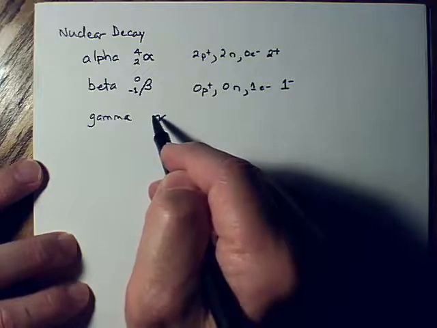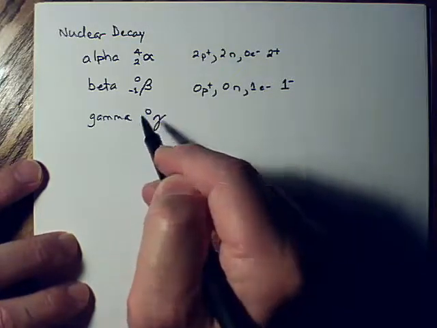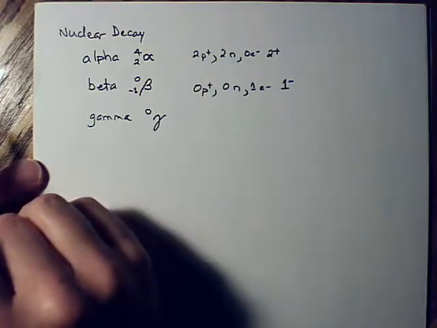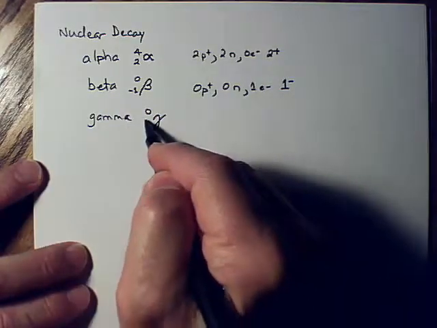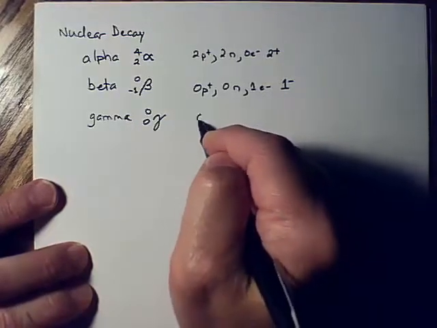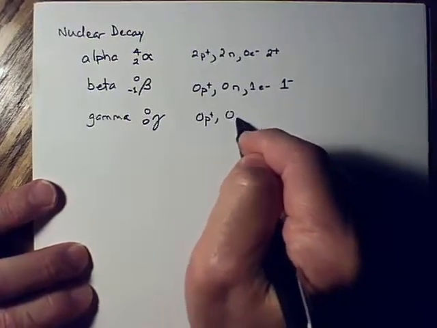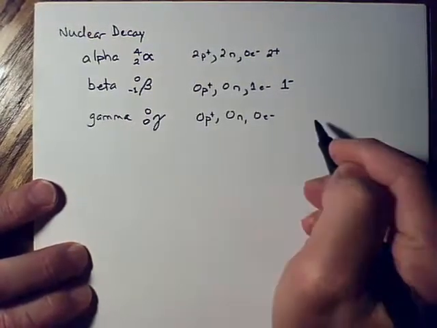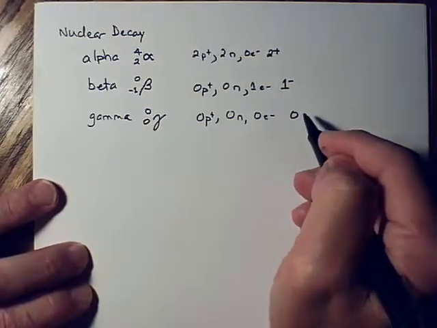And then it has no mass, even less mass than a beta particle does. And it doesn't do anything to protons, so that's a 0 here too. All right, so we have 0 protons, 0 neutrons, 0 electrons, and no charge.